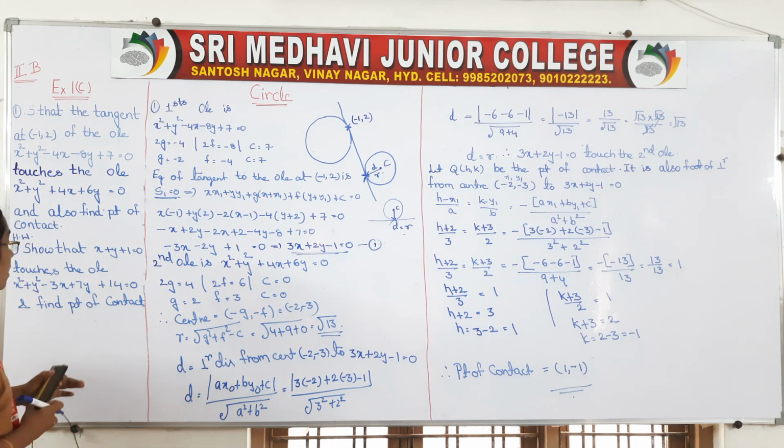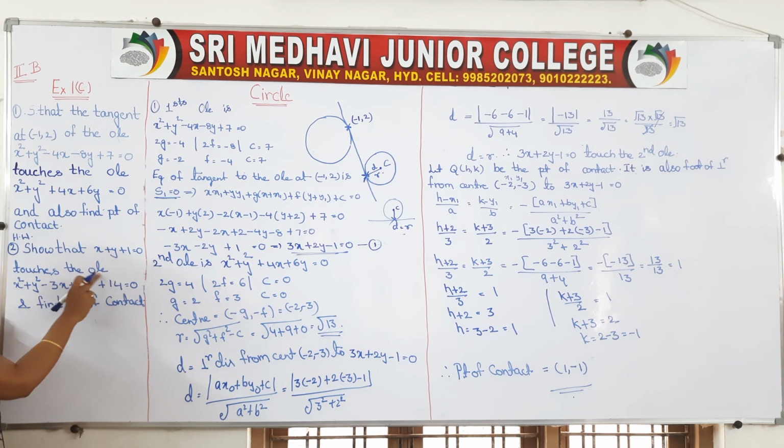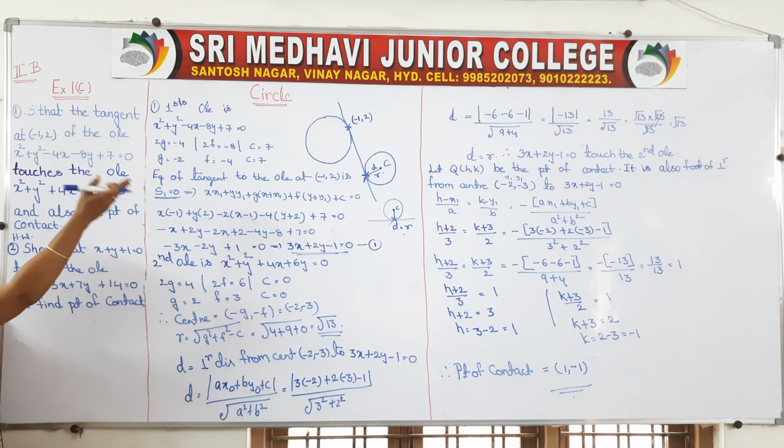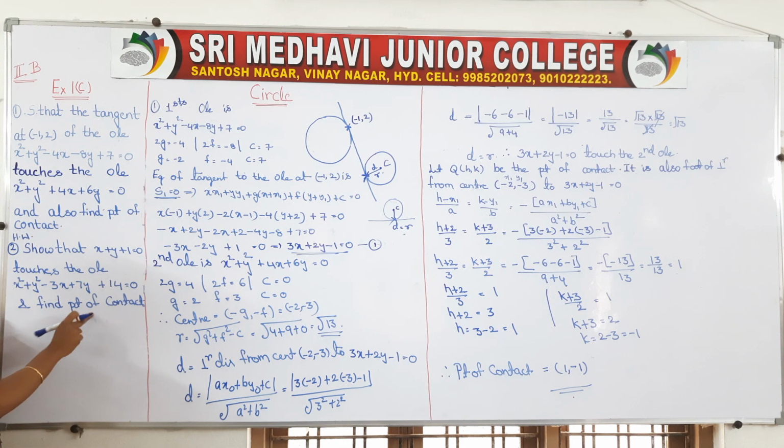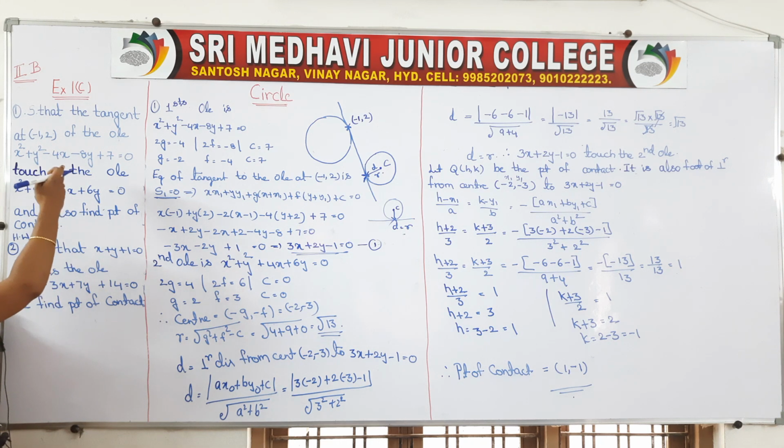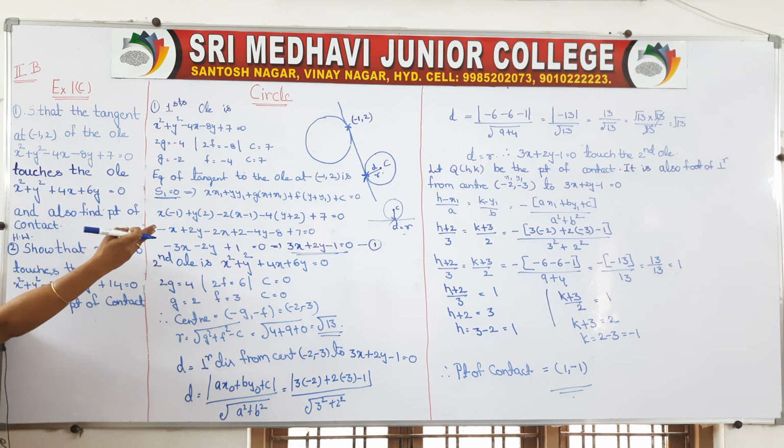And I have given one homework question also. You have to follow the same procedure. Show that this line touches the circle, and find the point of contact. It is similar to your previous problem, the only difference is there is no need to find the tangent of the first circle. Only one circle is given. Here two circle equations were given and we had to find the tangent of the first circle.